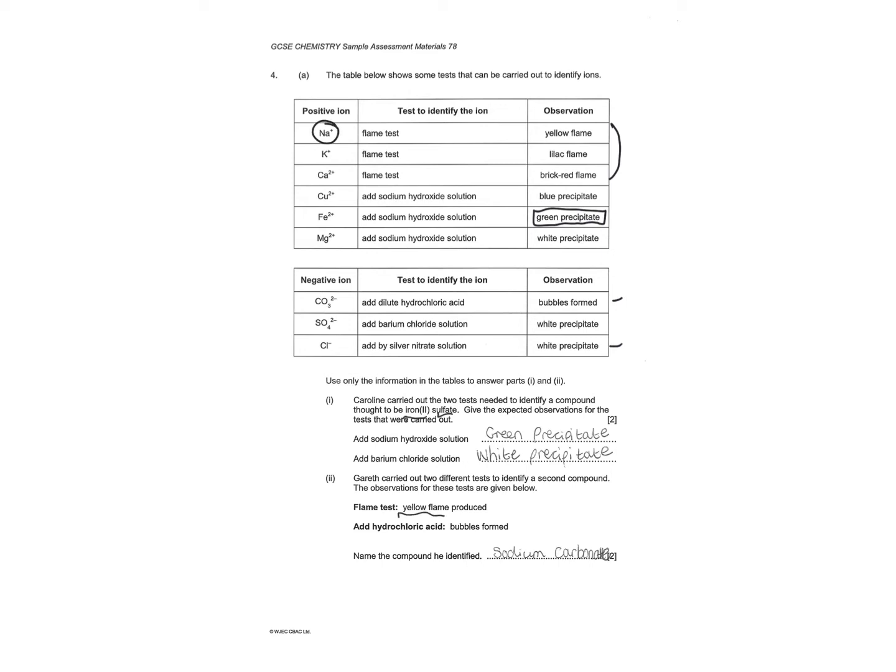That's going to be sodium. Okay. Add hydrochloric acid, bubbles are formed, that's going to be carbonate. So the compound would be sodium carbonate, okay? The positive always goes first, so positive before negative, just in terms of naming.